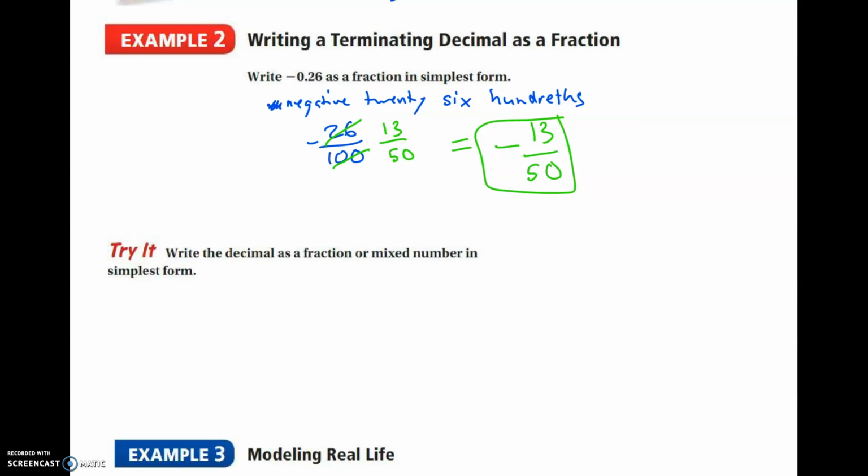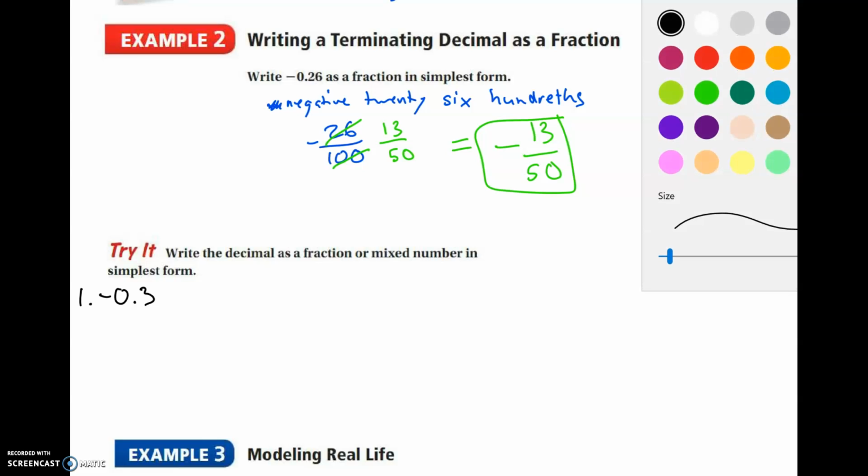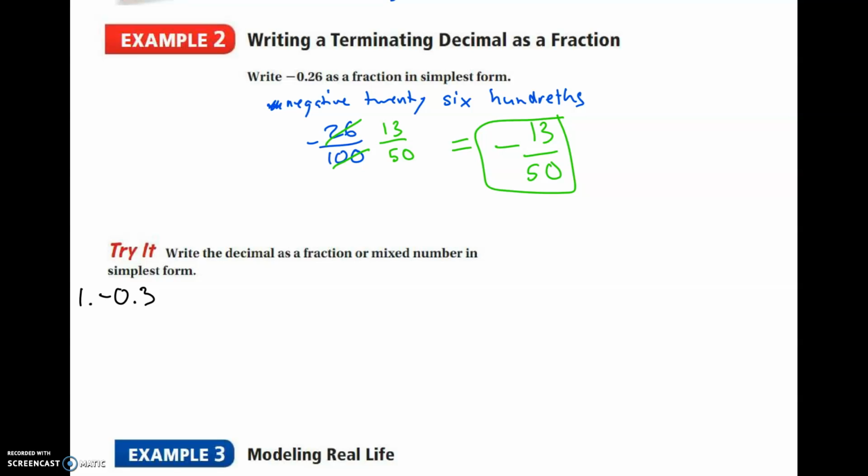All right, so here are some samples for you to do. All right, number 1, negative. All right, pause the video and try this one. All right, so we would call this 3 tenths, right? So 3/10 with a negative sign, right? Okay, next one.